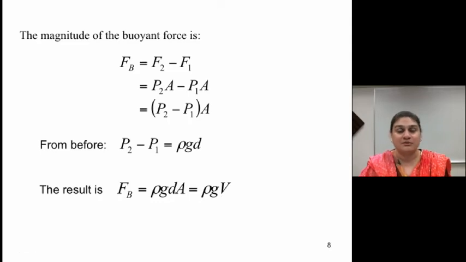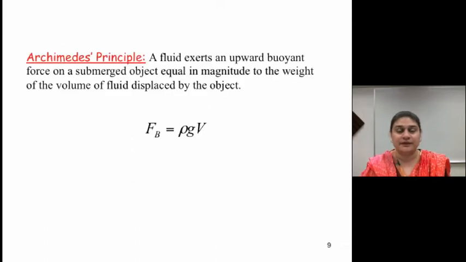Now this is very important to remember. It is the volume of the fluid that is being displaced. So in a nutshell, Archimedes' principle states that a fluid exerts an upward buoyant force on a submerged object that is equal in magnitude to the weight of the volume of the fluid displaced by that object. And mathematically it will be given by rho g V.